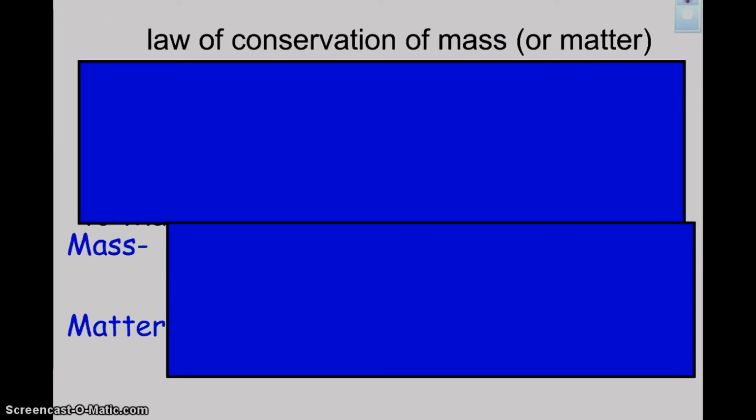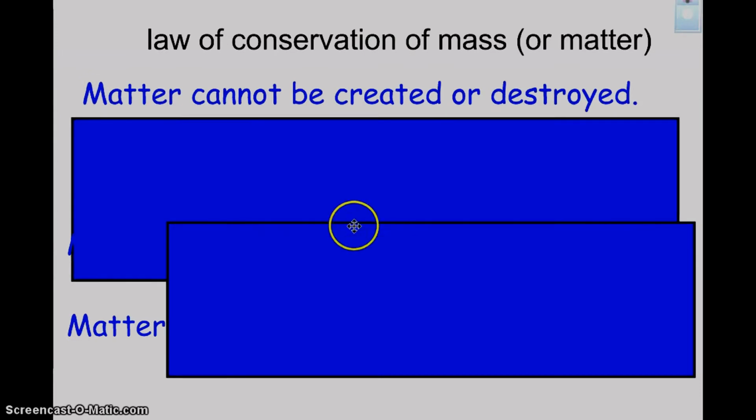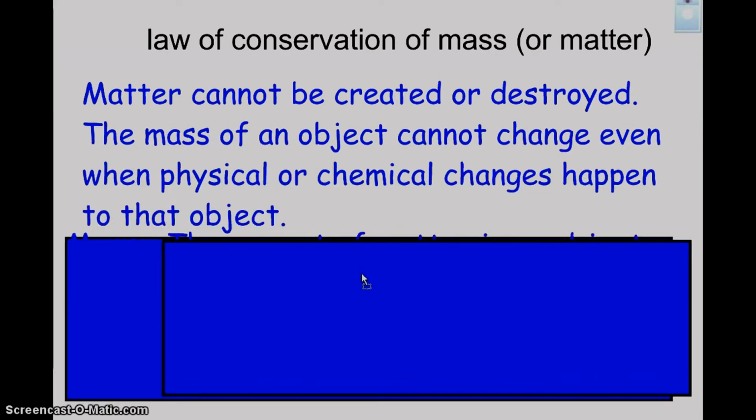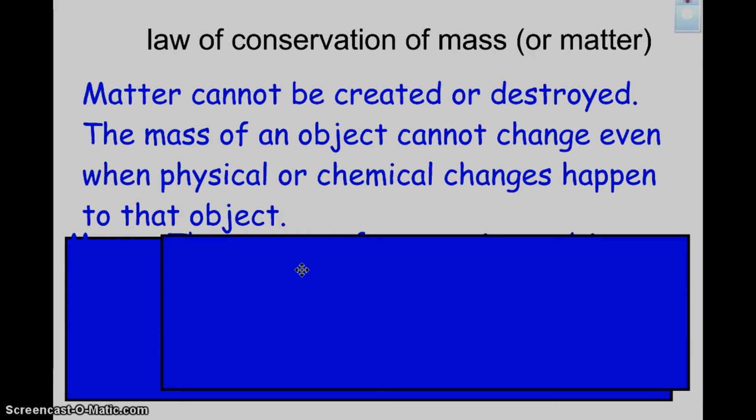Okay, so the law of conservation of mass, or law of conservation of matter. This law states that matter cannot be created and that matter cannot be destroyed. So to break it down a little further, this means that the mass of an object cannot change even when a physical or chemical change happens to that object. The mass is never going to change. You could have energy created, or you could break the matter into smaller pieces, or the matter could change states, but it's not going to change the amount of matter.